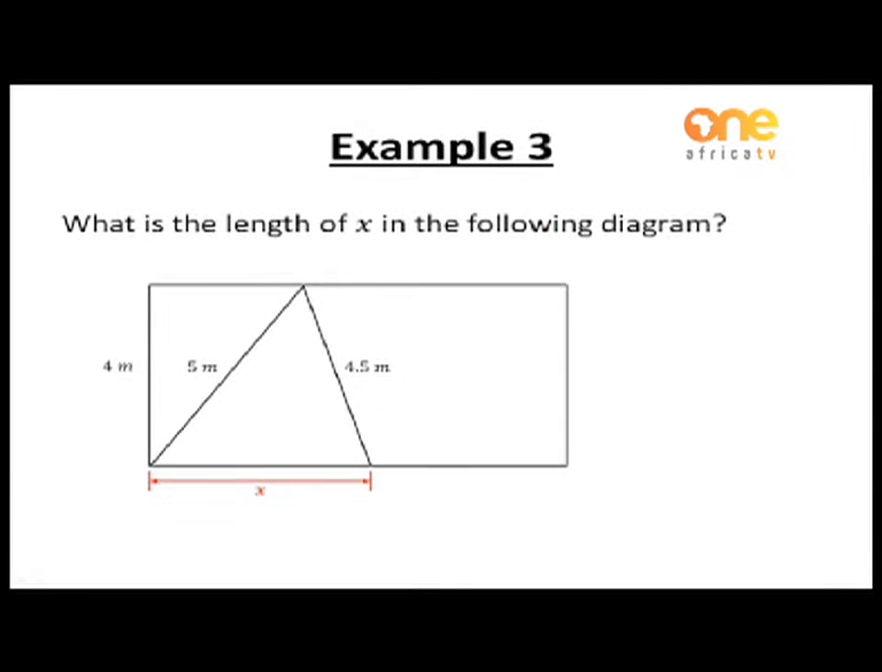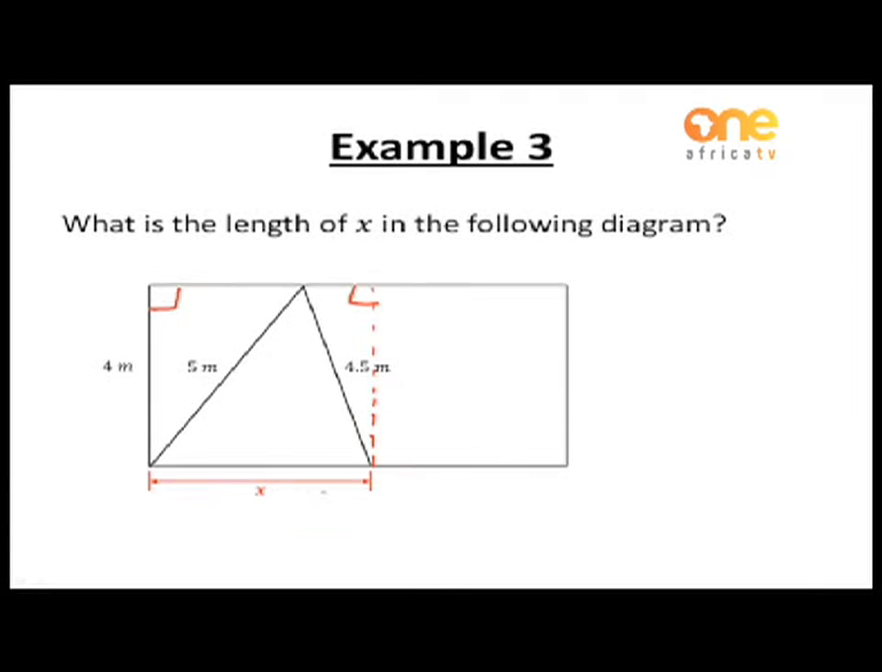Let us look at another example. What is the length of x in the following diagram? So let's have a look at this. As you can see, we have a rectangle with a few lines drawn in it. We're going to start by constructing a line. So I want to put a line going up here. And if we draw this line perpendicular, you can see we get one triangle formed here. And we already have the triangle formed here.